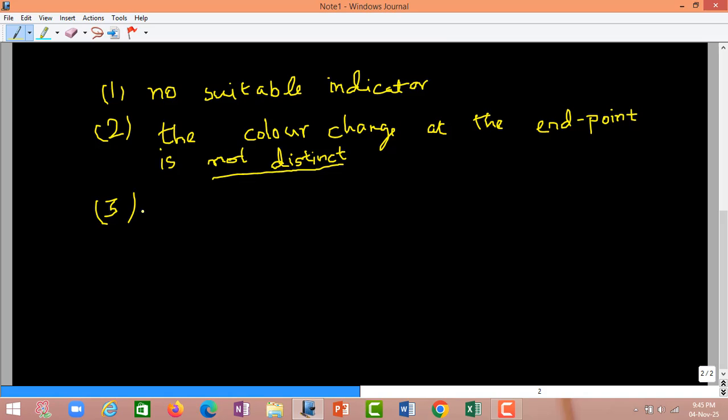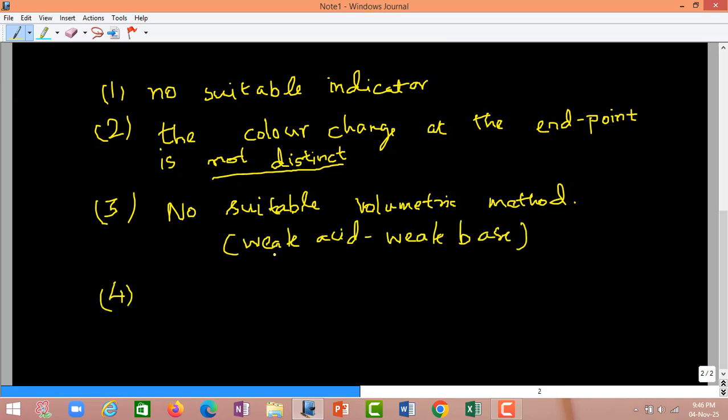Whenever you don't find a suitable volumetric method, for example, for weak acid, weak base titration, or for precipitation titrations, where it is difficult with the available indicators, under these circumstances, we make use of conductometric titrations.